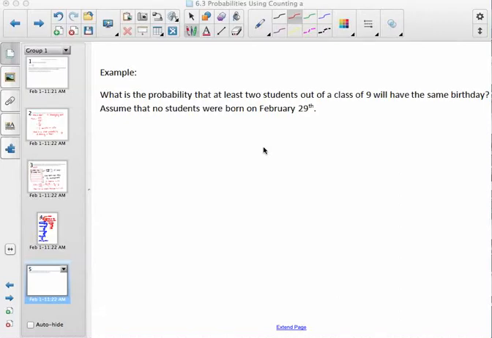So, the birthday problem. You probably spent 5 or 10 minutes talking about some ideas about how to attack this problem, or you sat there on your computer and did nothing. Well, either way, this is a good question.